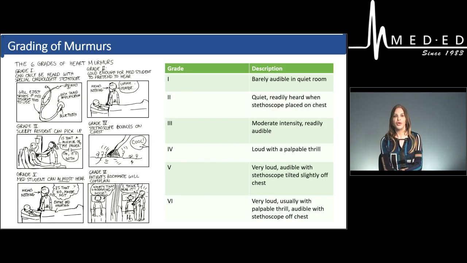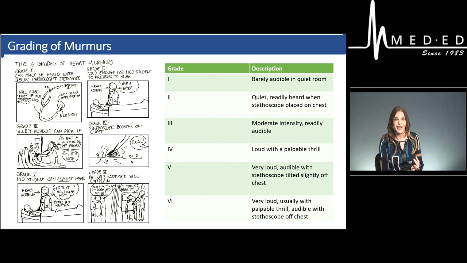Make sure that you understand grading of murmurs. The way that I always think about these is there's 6 different grades of murmurs. The first 4 you're going to hear with the stethoscope on the chest. The last 2, grade 5 and 6, you're going to hear with the stethoscope off the chest. So on the exam, if they tell you that you're hearing a sound with the stethoscope on the chest, we know that that's at least a grade 1, 2, 3, or 4. If you're hearing it with the stethoscope off the chest, we know that's at least a grade 5 or 6 murmur. Sometimes that will help you.